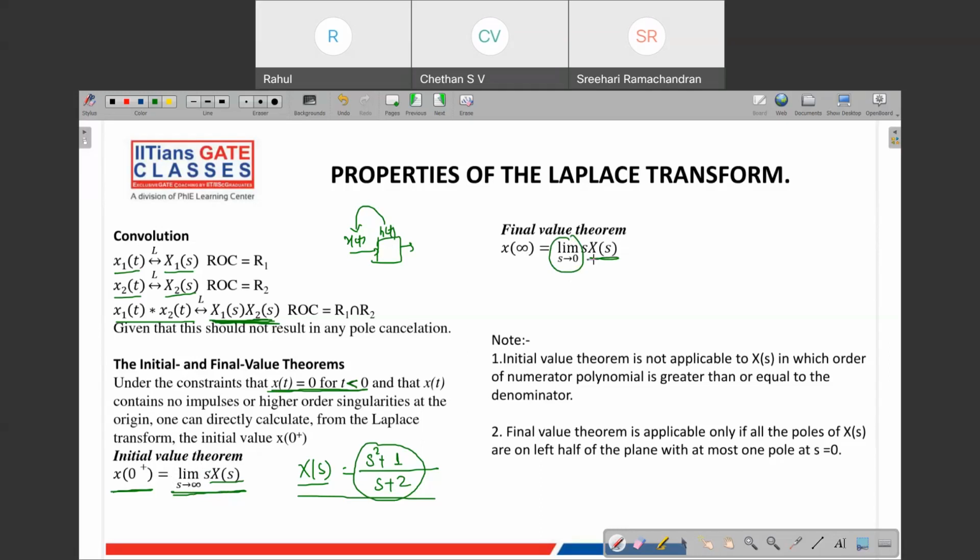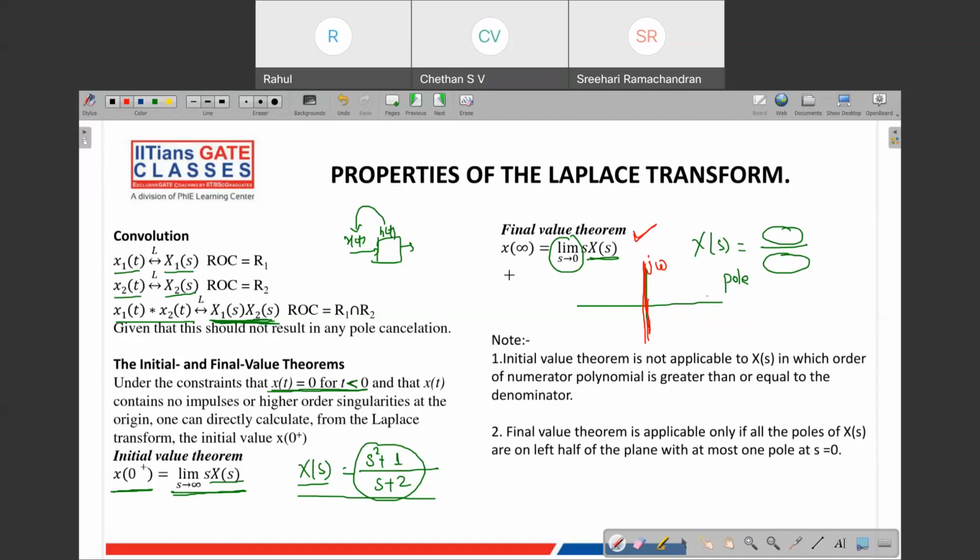We know that X of s will have some numerator polynomial and denominator polynomial. With the help of the denominator polynomial, we can calculate the poles. When you plot these poles in the s plane, all the poles should be on the left side of the vertical line, the j omega axis. If there is any pole on the right side of the j omega axis, we should not apply this final value theorem. So these are the criteria for the initial value theorem and the final value theorem.